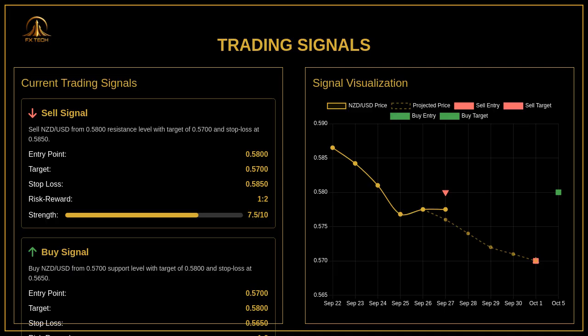For traders looking for buying opportunities, we've identified a countertrend buy signal at the 0.5700 support level, targeting 0.5800 with a stop-loss at 0.5650. This trade also offers a 1:2 risk-reward ratio but has a lower strength rating of 6.0 out of 10, reflecting our overall bearish bias. Our signal visualization chart projects the likely price movement over the coming days, with the bearish scenario showing higher probability.